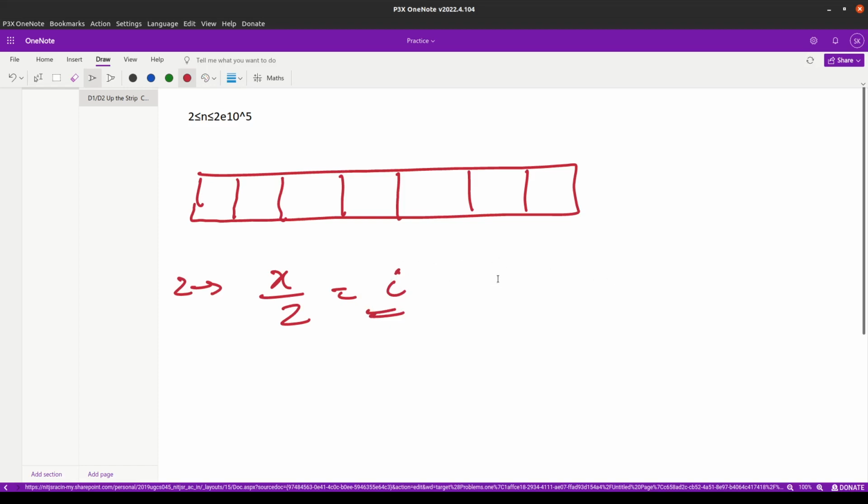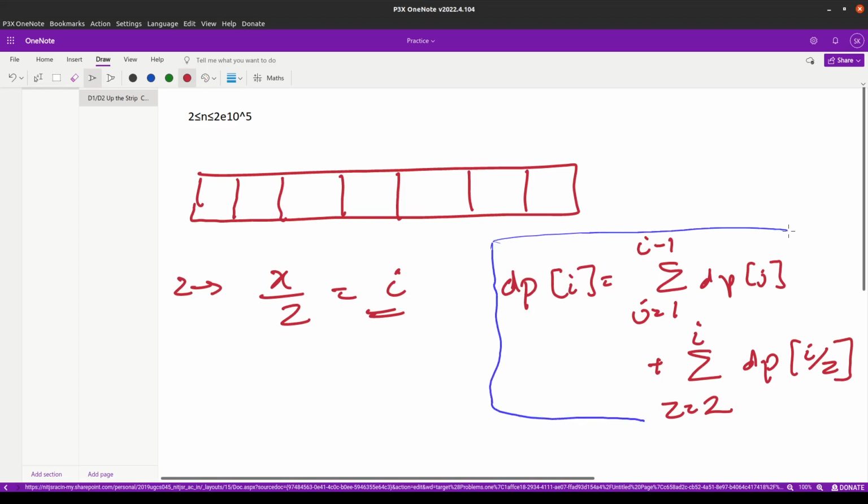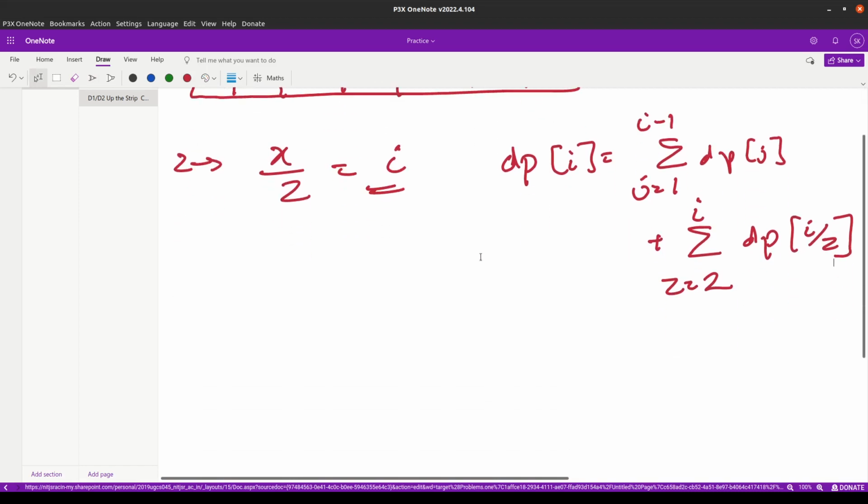So our DP transition will be: dp[i] equals the summation of dp[j] for j from 1 to i minus 1, plus the summation of dp[i divided by z] for z from 2 to i. Now this will be O(n squared), but our n is too large, so we cannot do it in n squared. So we have to find some optimization in this.